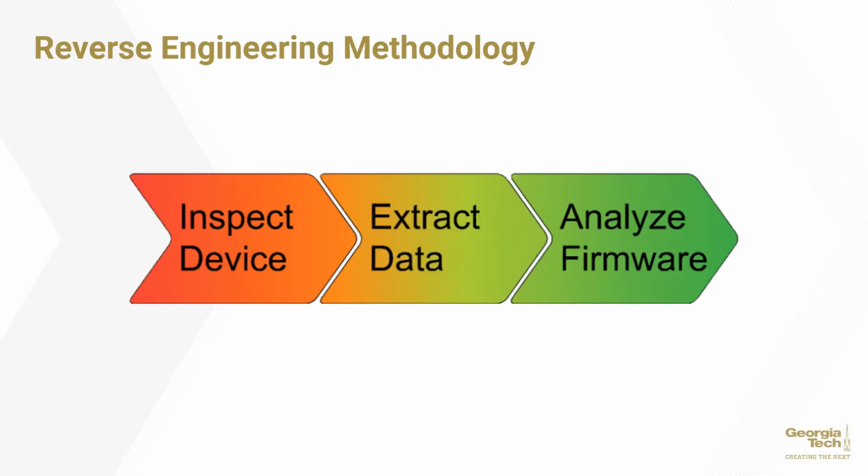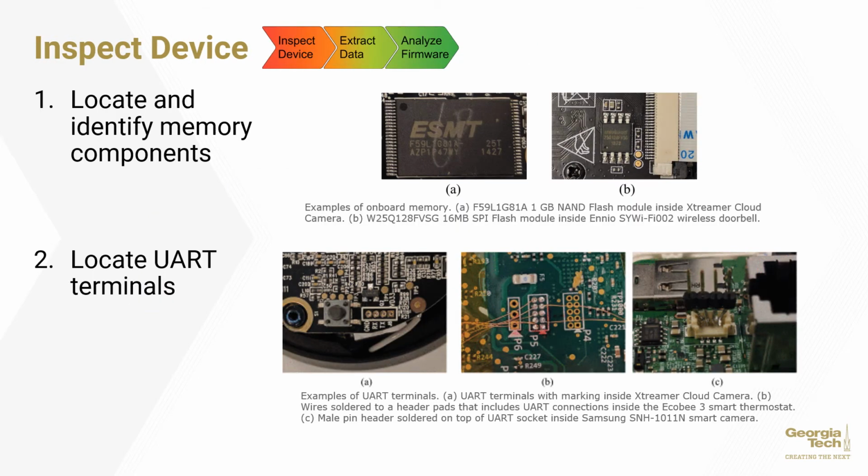This methodology contains 3 steps: inspecting the device, extracting sensitive data such as firmware, and then finally analyzing that firmware to reveal sensitive information. I'll go into each of these steps in the following slides. So first we've got inspecting the device. This is essentially taking it apart and looking at what you've got to work with.